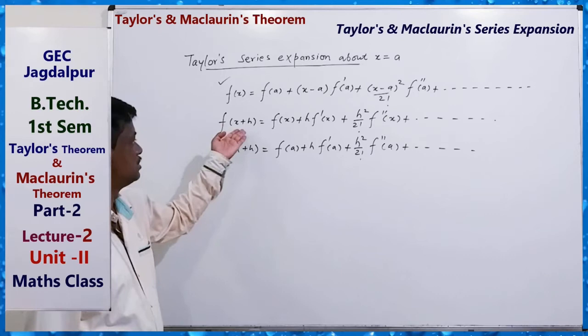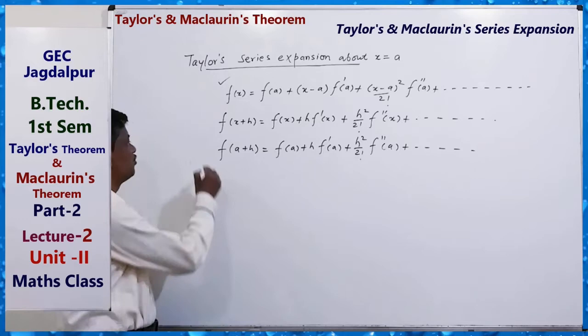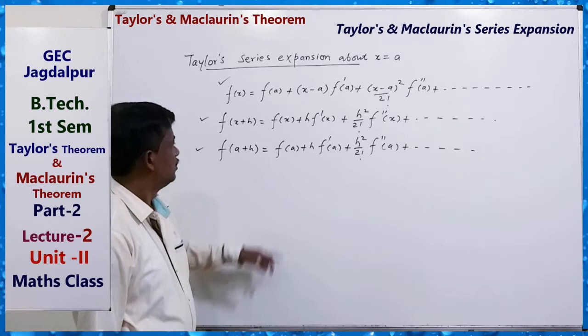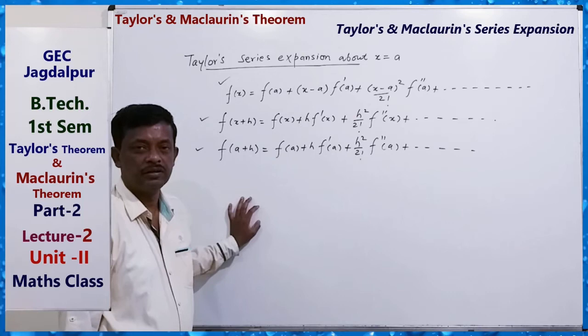So these are used for Taylor series expansion. So remember these three formulas. Clear? Now f(a plus h) equals this, also a formula, and f(x plus h) equals this is also a formula. So any of the formulas can be used. This is the expansion about x equals a.